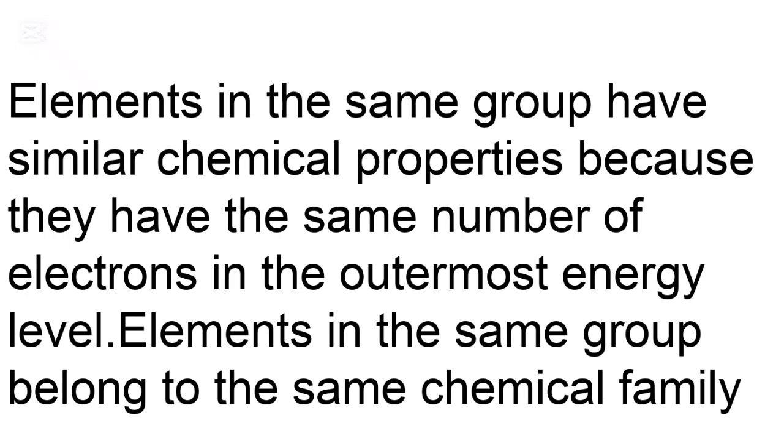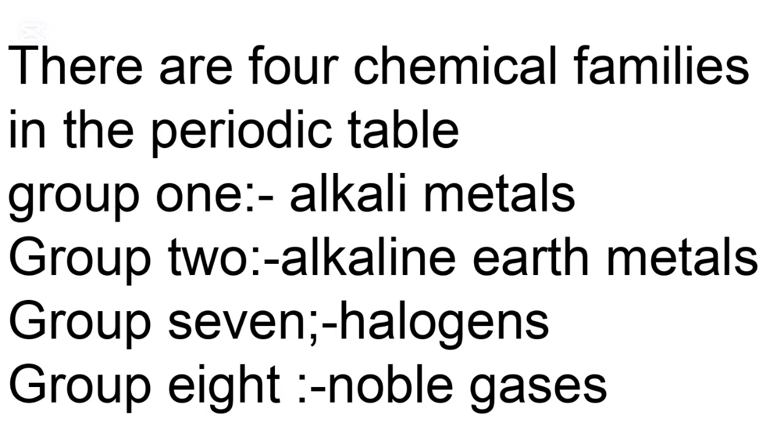And elements in the same group have similar chemical properties. The reason is because they have the same number of electrons in their outermost energy level. So, let us go ahead and see which families these are. There are 4 chemical families in the periodic table. We have group 1 called the alkali metals, group 2 called the alkaline earth metals, group 7 called the halogens, and then we have group 8 which constitutes the noble gases.